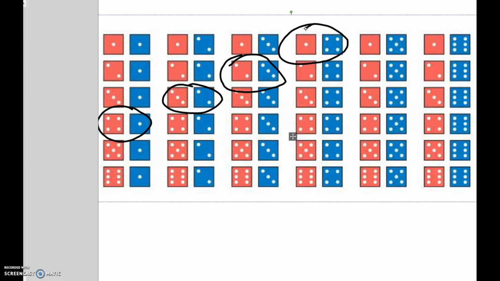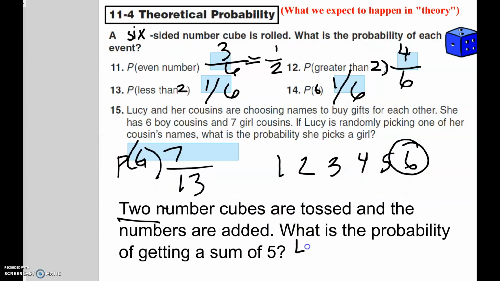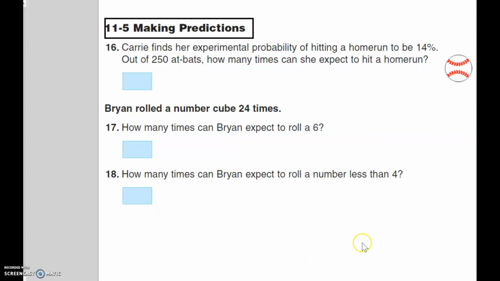That's 4 ways to roll 2 dice to get a sum of 5 if I add those 2 dice together, out of 36 total ways to roll 2 dice. So that would be 4 out of 36. If you reduce that on your calculator, that's 2 out of 18 or 1/9. Okay, so 4 out of 36 is 1/9. Okay, last section is making predictions.